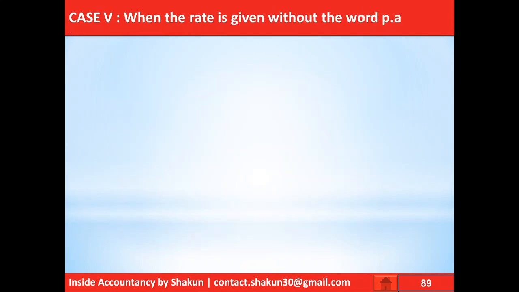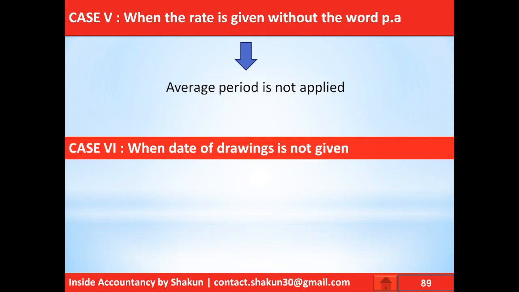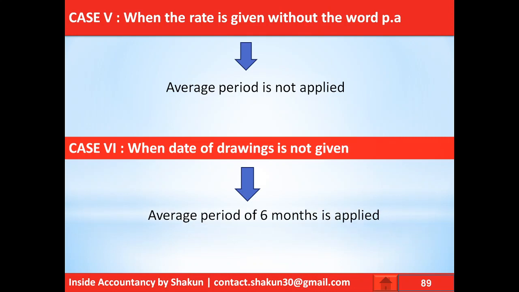When the rate is given without the word per annum, that means if in the question the rate is given at the rate of 10% or 5%, but the word per annum is not written, then in that case, average period is not applied. Please remember that when the PA word is not given in the question, then average period is not applied. When the date of drawings is not given in the question, then in that case, the average period is fixed at 6 months and it is applied in all the questions.